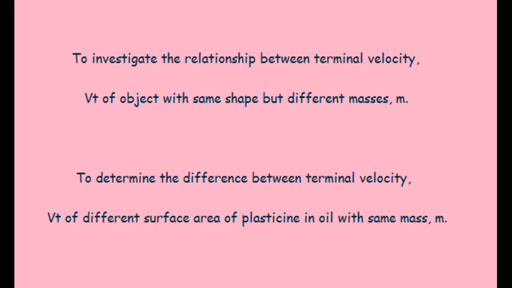Objective. First, to investigate the relationship between terminal velocity, Vt, of objects with the same shape but different masses, m. Second, to determine the difference between terminal velocity, Vt, of different surface areas of plasticine in oil with the same mass, m. Apparatus and procedure. Various shapes of plasticine were made and attached to a long thread.